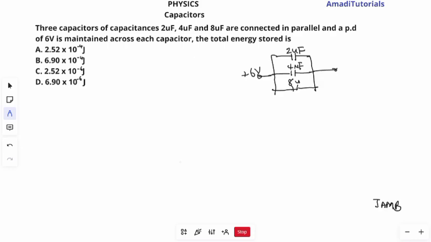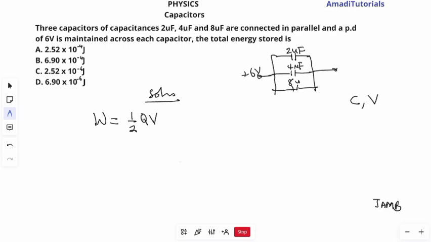Now they say we should calculate the total energy stored. That means the total energy in the system. And we know that energy in a capacitor is given by energy W, represented by letter W, equals a half of the charge times voltage. But in this case, there is no value for charge here. So the parameters we have here are capacitances and voltage.